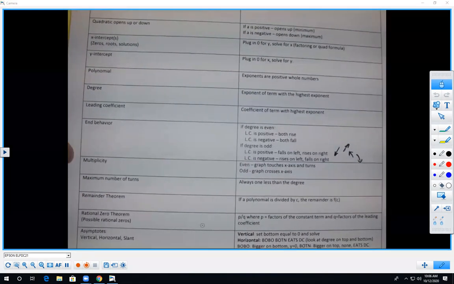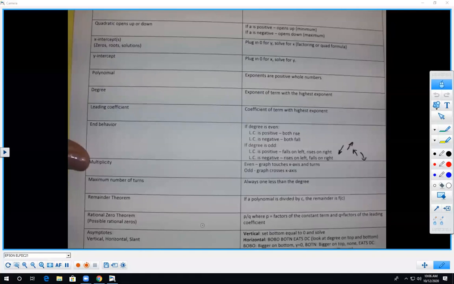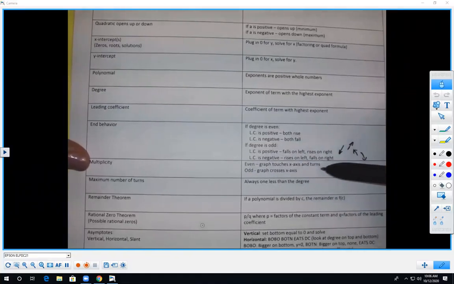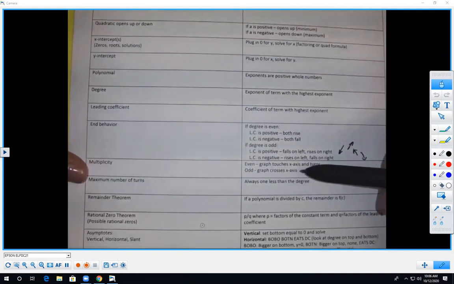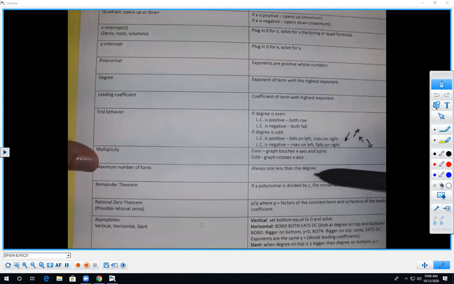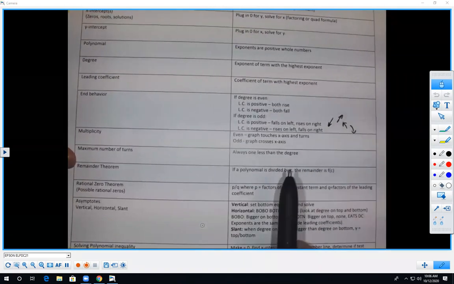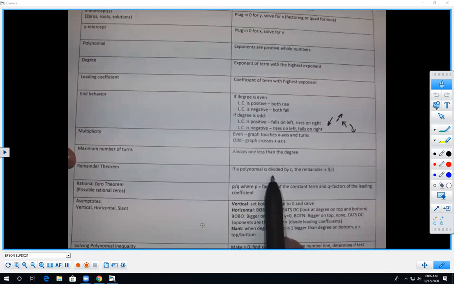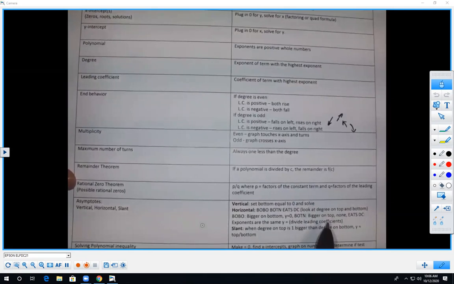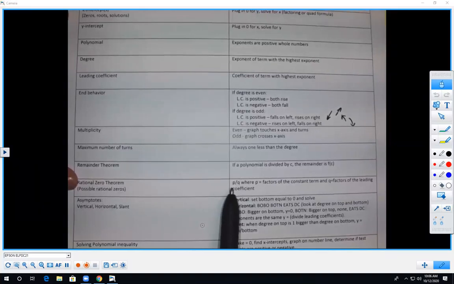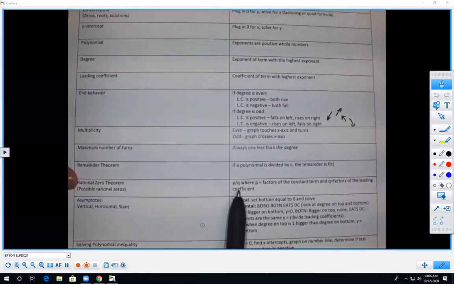Okay. Multiplicity, remember that's how many times you get an answer. If you have an even multiplicity, your graph touches the x-axis and turns. If you have an odd multiplicity, your graph just crosses through the x-axis. The maximum number of turns is 1 less than the degree, so degree minus 1. Remainder theorem says if you want to find f of c, divide your polynomial by that c value and your remainder is that answer. And this is the last thing we've gotten to so far. The rational zero theorem says the possible rational solutions are the p's divided by the q's. P is the factors of the constant, q is the factors of the leading coefficient.